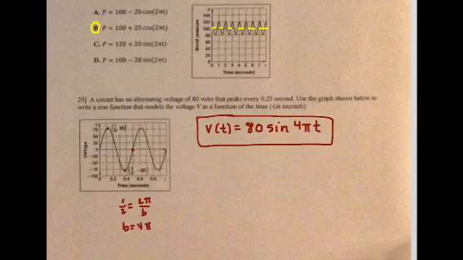On number 29, it asks you to write a sine function, if it's a voltage as a function of time. So v of t, instead of writing y, we're going to write v of t. The amplitude is 80, because that's the maximum. Here's the y equals 0. And so it goes up 80, down 80. So the amplitude is 80, it's sine.